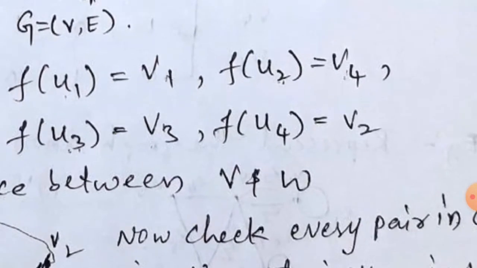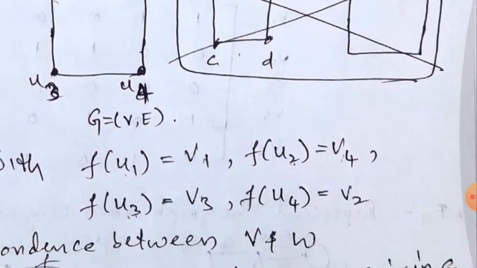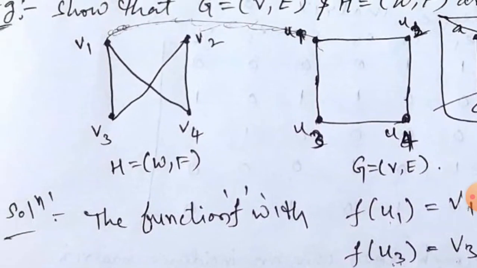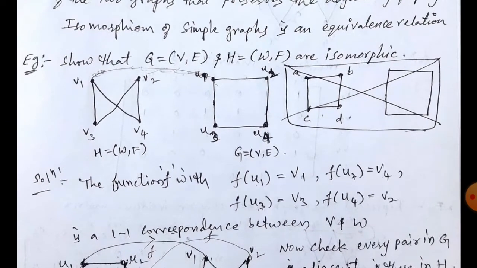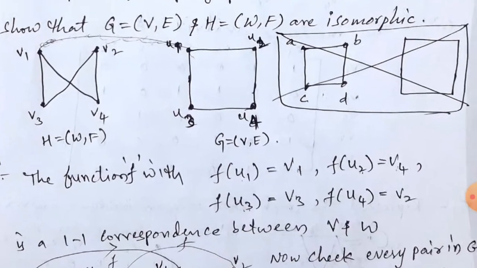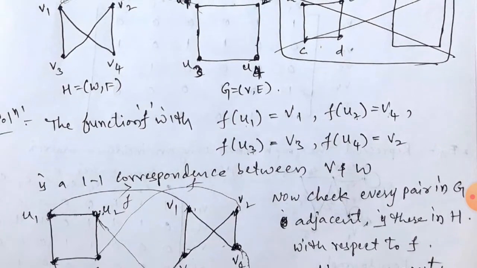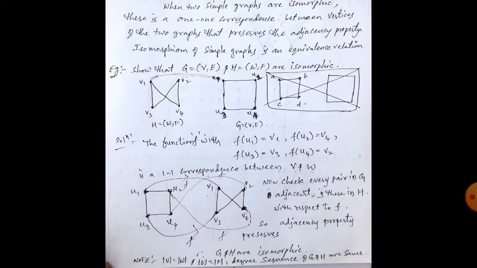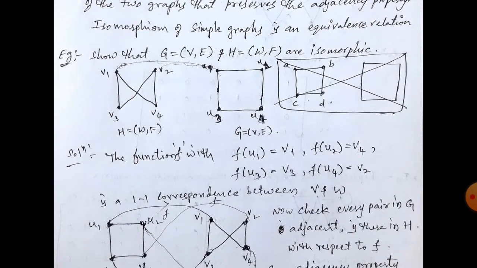Now observe u2 u3, for example. Is there an edge? u2 u3: there is no edge. Now observe the images v4 v3; there should not be an edge between v4 and v3. Observe v4 v3: there is no edge directly. So like that you have to compare the vertices of G and H, and of course the edges of G and H. If the adjacency property is satisfied for every pair of vertices, then we will say that f is an isomorphism between the graphs G and H.